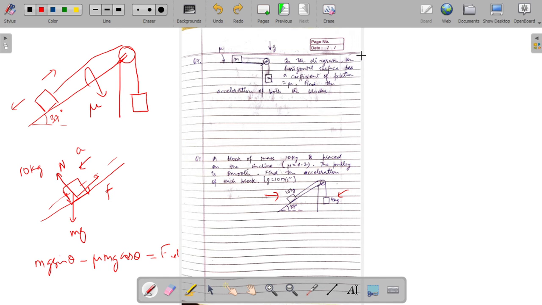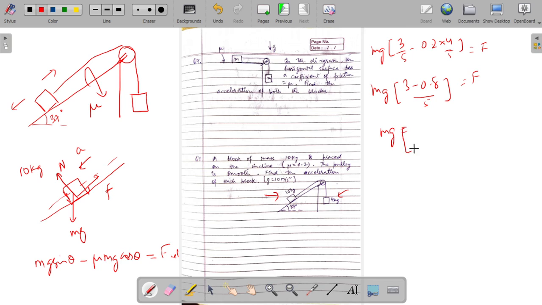So these values should come out to be sine theta, that is 3 by 5, minus mu, that is 0.2, into 4 by 5. So this value should come out to be mg times (3 minus 0.8) upon 5. So this value should come out to be 2.2 divided by 5. So that would be the value of the force that is driving the whole system.